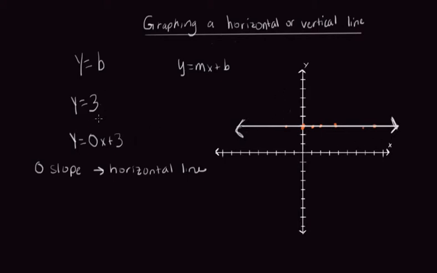So anytime you see an equation that's just y equals some number, this is always a horizontal line. It's always of the form y equals b, or y equals just some number, and that always gives us a horizontal line.